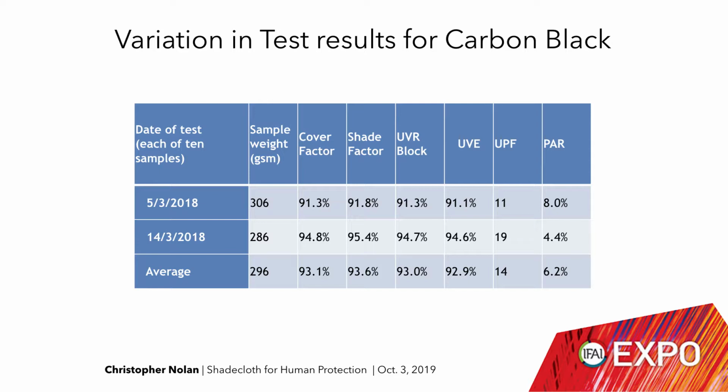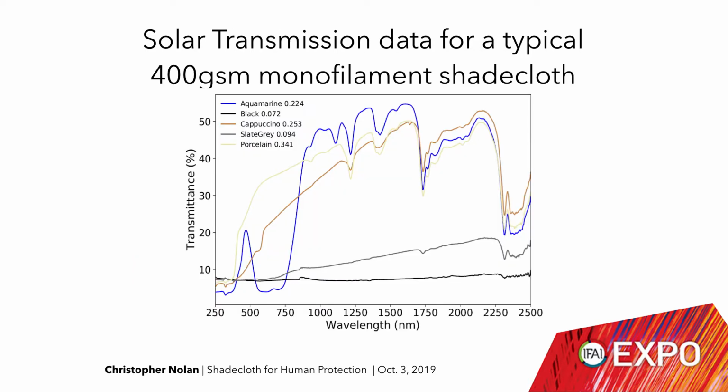for the transmission of heat, that is, the broader wavelengths of the solar spectrum shown here. And here on this graph you've got the solar transmission for a typical 400 GSM shadecloth. On the left you've got the transmittance on the vertical scale, and on the bottom, the horizontal scale, you've got wavelengths showing the wavelengths beyond 750, which is the infrared or the heat transmitted.